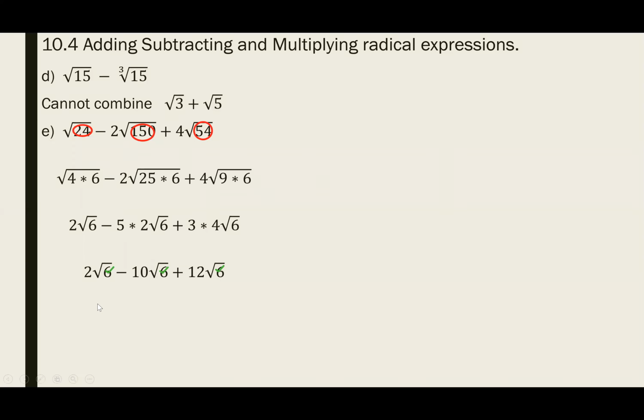2 take away 10, that will give me negative 8. Negative 8 plus 12, that will give me 4. And again, a square root of 6 just remains as a square root of 6. Because I have 2 square root of 6, take away 10 square root of 6, I have negative 8 square root of 6. And negative 8 square root of 6 added to 12 square root of 6, I have a total of 4 square root of 6, right?